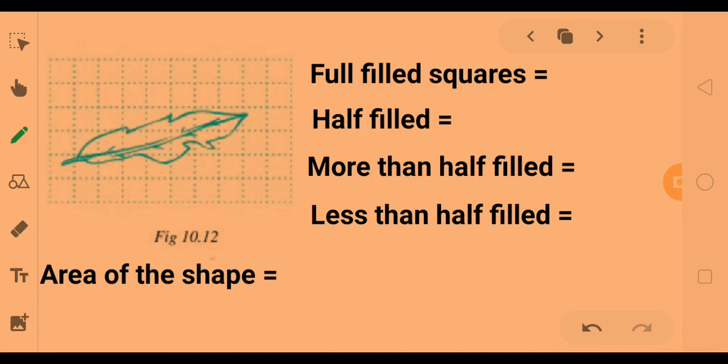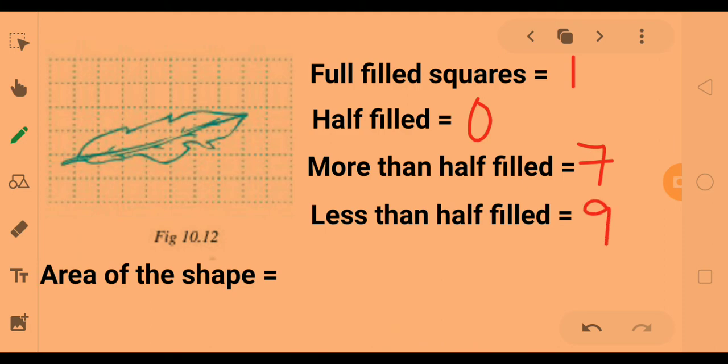Moving on to the next diagram here. Another diagram is there. It is placed on a square sheet and we have to follow these steps. Full filled squares: how many full filled squares do you find there? Only one full filled square is there. So we write 1. Then how many half filled? No half filled, so we write 0. Then more than half filled, there are 7 squares. Then less than half filled, 9 squares you will find.